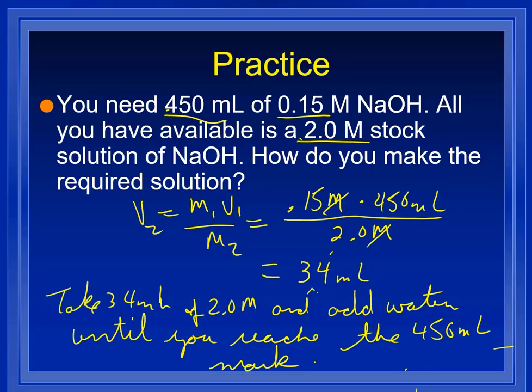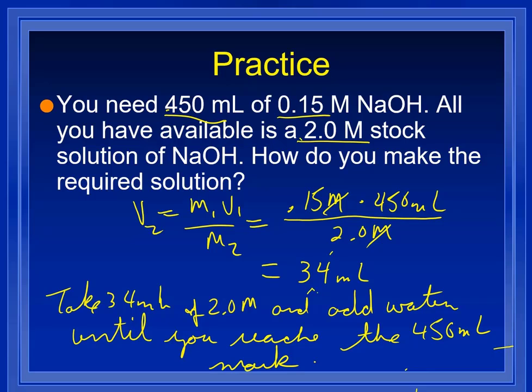97. It's only 97. It's not 100. Volumes don't add. That's why you have to word it that way. That's why you can't say add 416 milliliters. Does that make sense? Because volumes don't add the way you think they're going to.